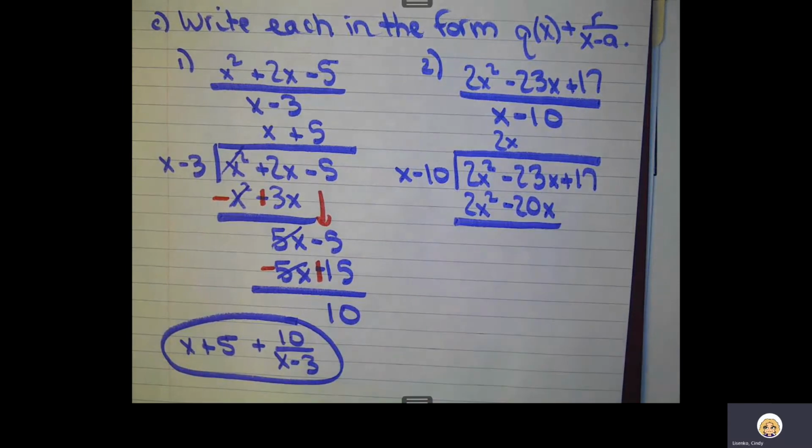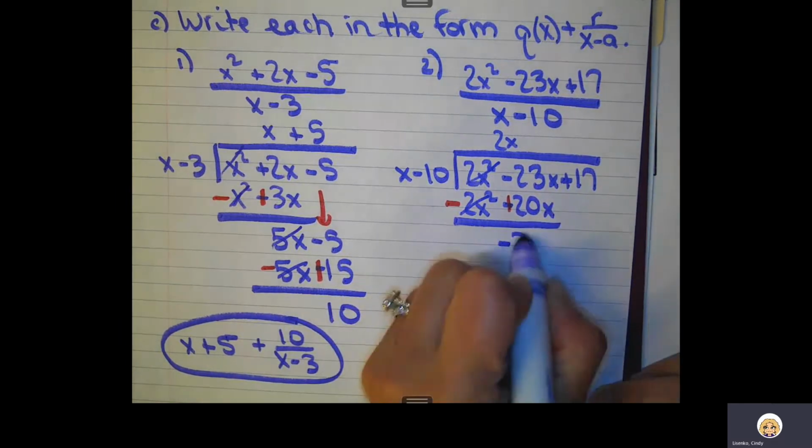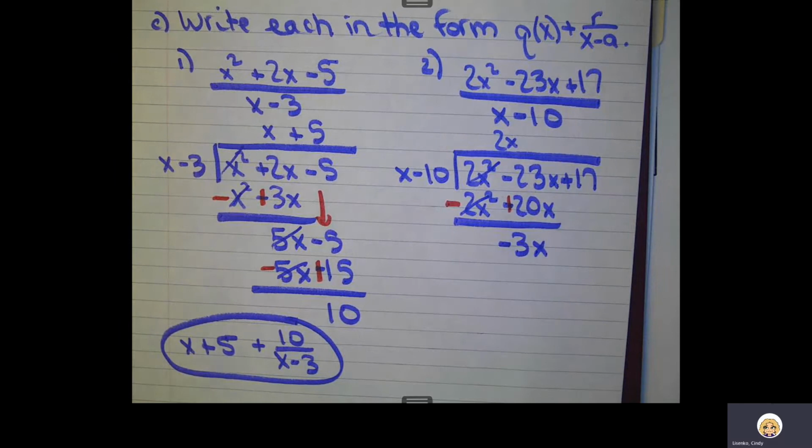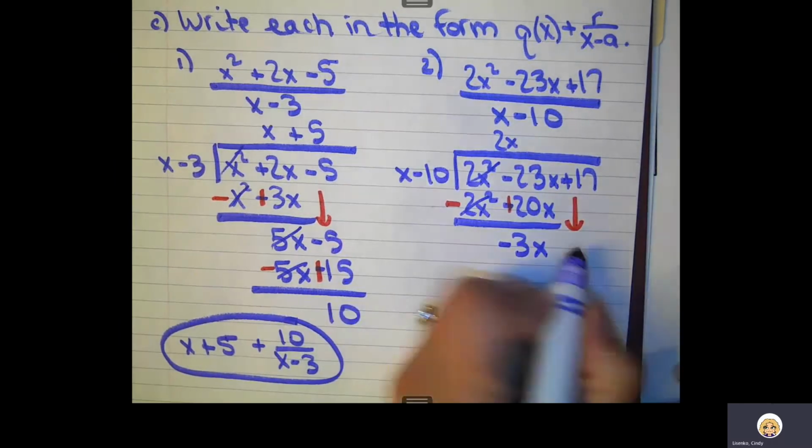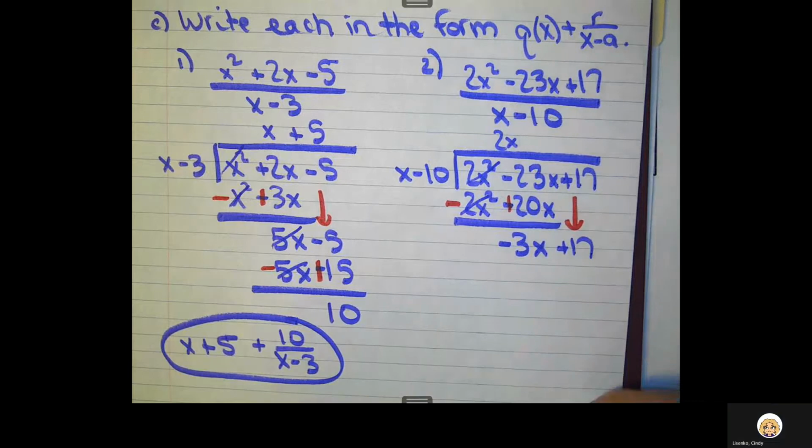Now I'm going to combine by changing the signs of what I just wrote. So this 2x squared becomes a minus. This minus 20x becomes a plus. The 2x squares cancel out like we wanted. I'm going to combine negative 23x plus 20x is negative 3x. Now I bring down the next term. That was a plus 17, so I bring down my plus 17.